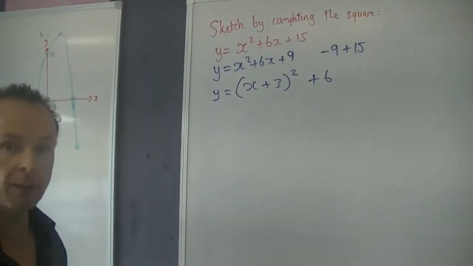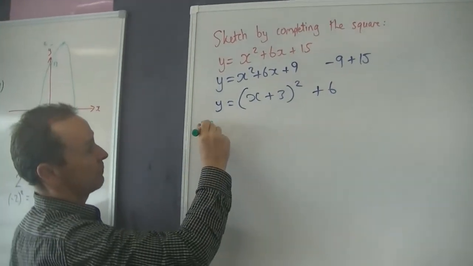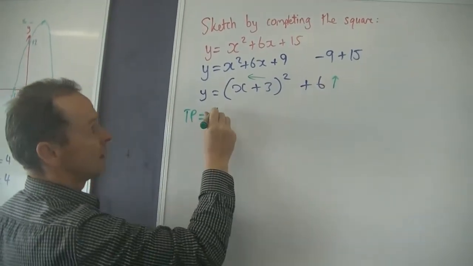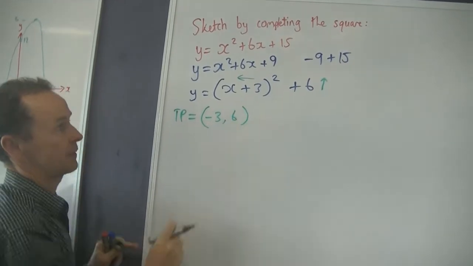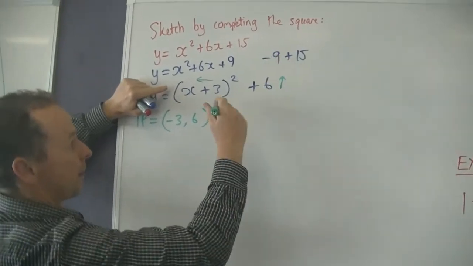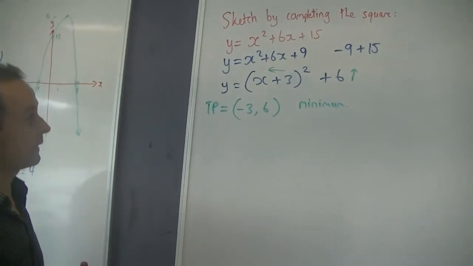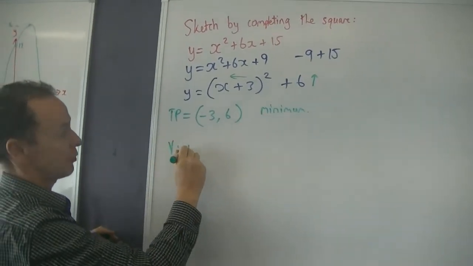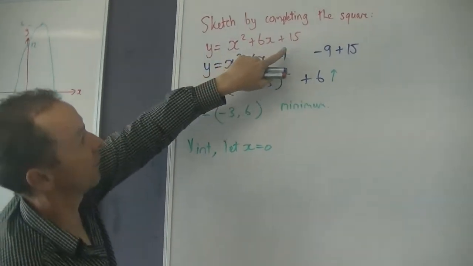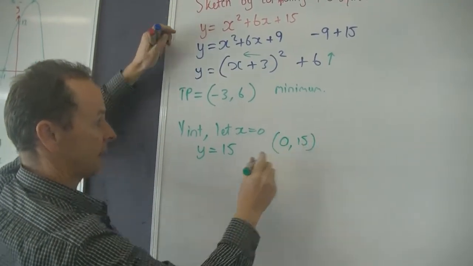It just says sketch by completing the square. So what important points do we need? We need firstly the turning point. The turning point is x plus 3, so 3 to the left and 6 up. So my turning point is -3 and 6. And it's worthwhile to say, is it a maximum or minimum? This time it's an upright parabola, so it's going to make a minimum. Next bit, y-intercept. There's always a y-intercept. That occurs when x is equal to 0. So 0 plus 0 plus 15, that was really easy. So y equals 15. So my point is 0, 15.